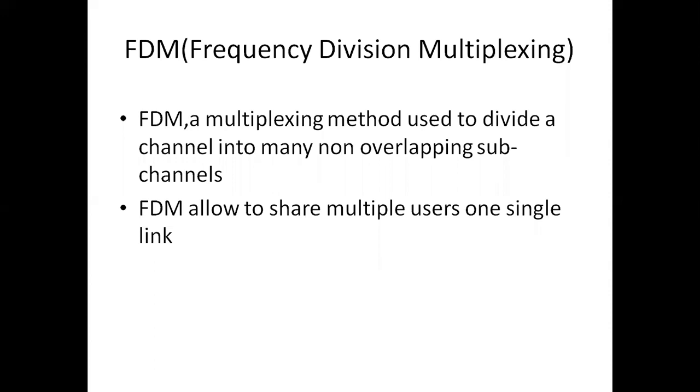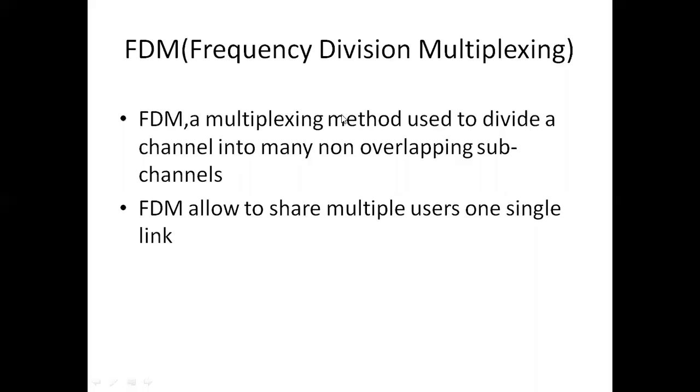FDM allows multiple users to share one single link. What is meant by multiplexing? We have n number of inputs and one single output. In a similar manner, in frequency division multiplexing, we have many users but a single link, so multiple users use only one single link in order to transmit the data or information.